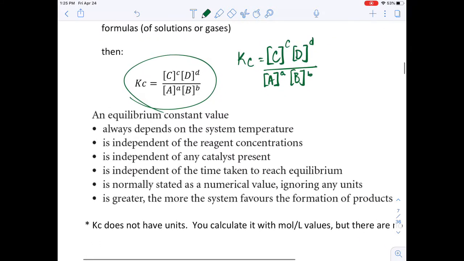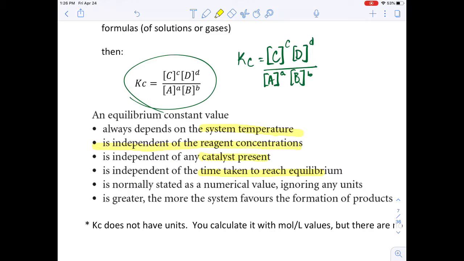So you should know that the equilibrium constant value always is temperature dependent. It does not matter what concentration we start with of any of the chemicals, because the constant only applies to the equilibrium system. Once it gets to equilibrium, that's when the Kc can be obtained. So what we start with doesn't matter. It's going to get to a concentration that makes that equilibrium constant. Catalysts don't affect the Kc. They just speed up getting to the equilibrium. And it doesn't matter how long it takes to get to equilibrium, so we don't care about that.